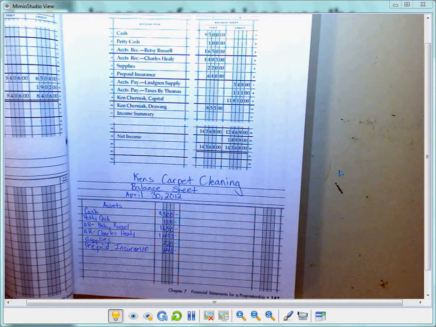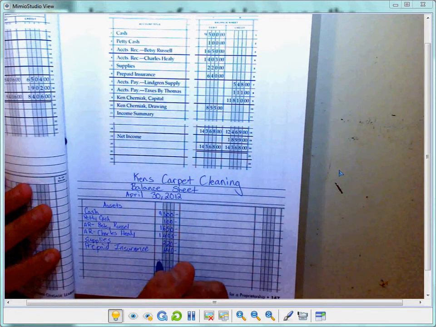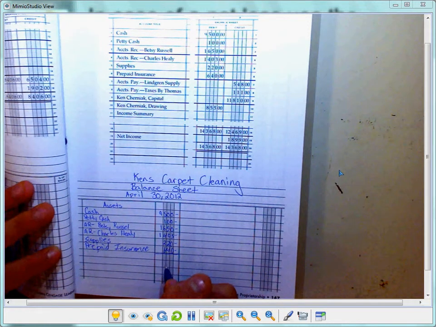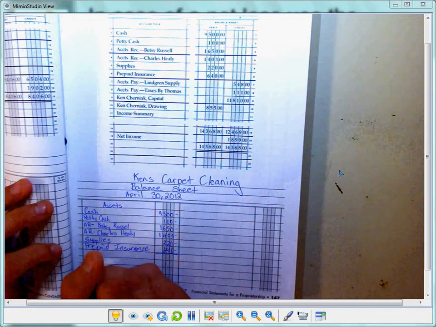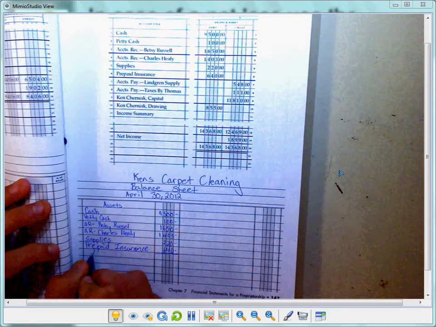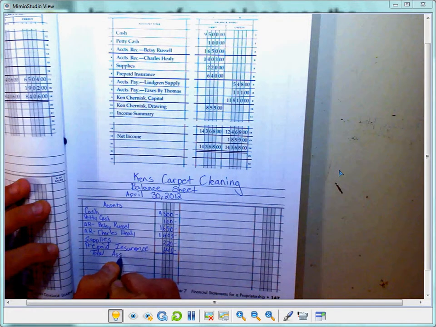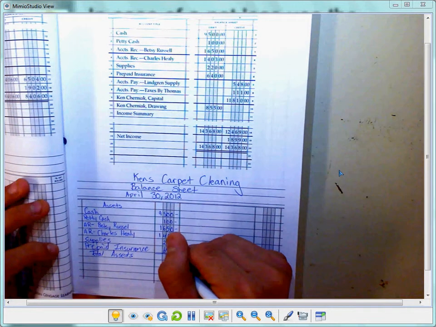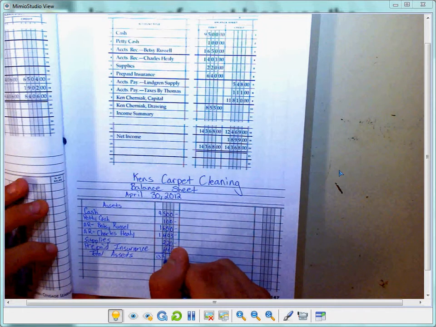Then do a single rule underneath the $640. And over in our column, we're going to write total assets, to the left, under prepaid insurance. And we will add those all together, and we get $13,513.